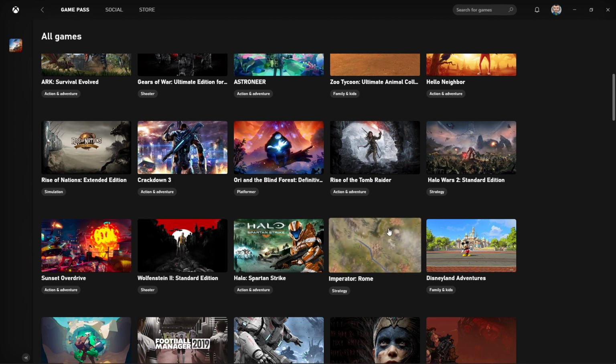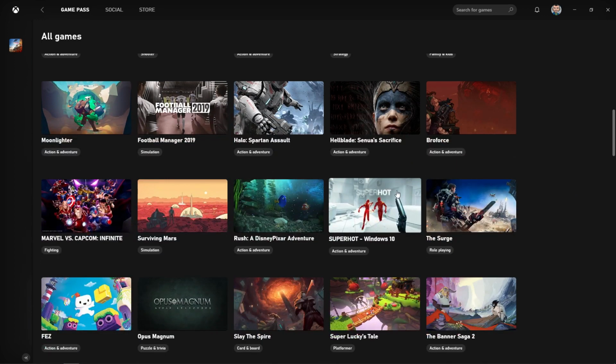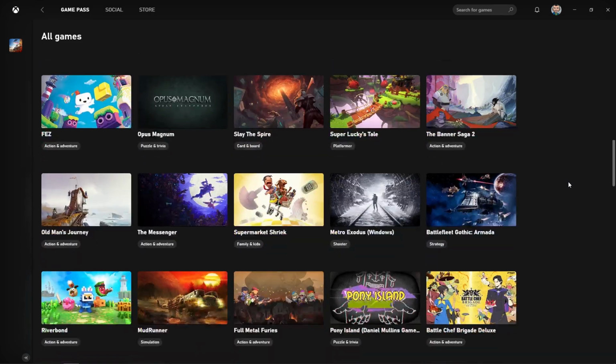Imperator Rome, this I think only came out in April or March or something. So very new game from Paradox, strategy game. Then we have Hellblade, Senua's Sacrifice, this is here. Surviving Mars, Super Hot, again something I wanted to play, but it's a short game and it's not at a good price during sales. Then the Surge is here. And Metro Exodus, that's the big one.